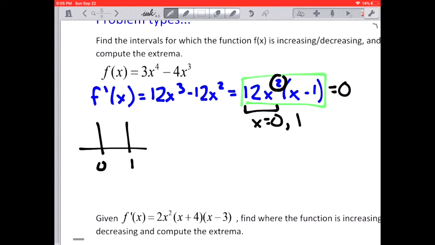I plug numbers to the left and right of those. Doesn't matter what I plug into the 12x squared part, it will always be positive. So really I want to see if numbers to the left and right of 0 and 1, when I subtract 1, give me positive or negative. So to the left of 0, negative a billion, minus 1, negative. In between 0 and 1, how about a half? 1 half minus 1 is negative. Plug in a number bigger than 1, subtract 1, it's going to be positive.